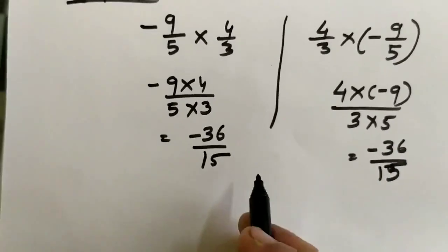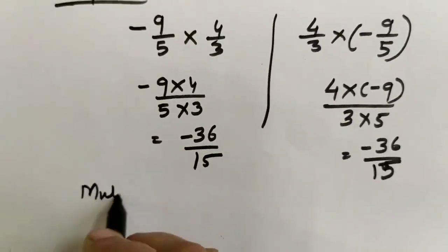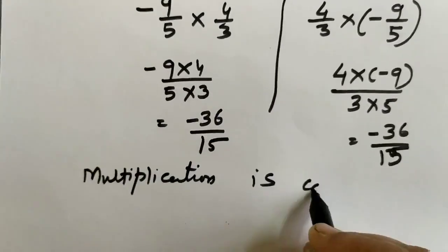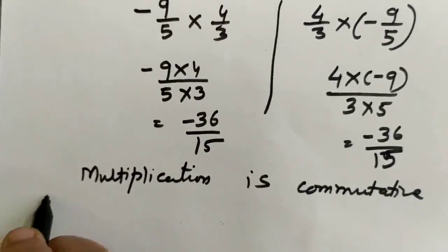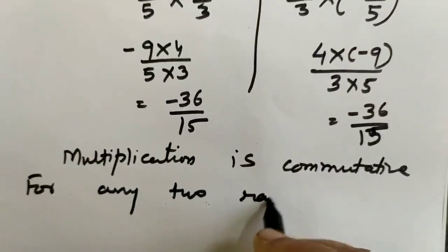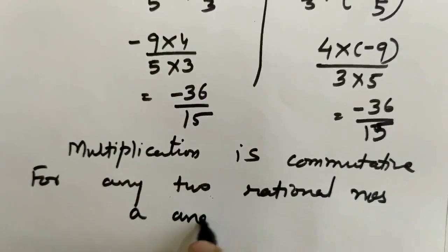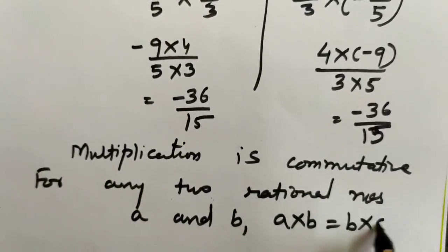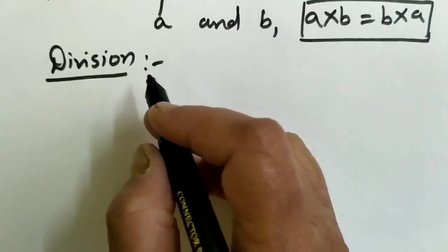So we can say that multiplication is commutative because the answers on both the sides are coming the same. So multiplication is commutative. Thus we can say for any two rational numbers A and B, if we take any two numbers A and B, we can say that A into B equal to B into A. On interchanging the numbers, the answer will be the same. Now let us see for division.